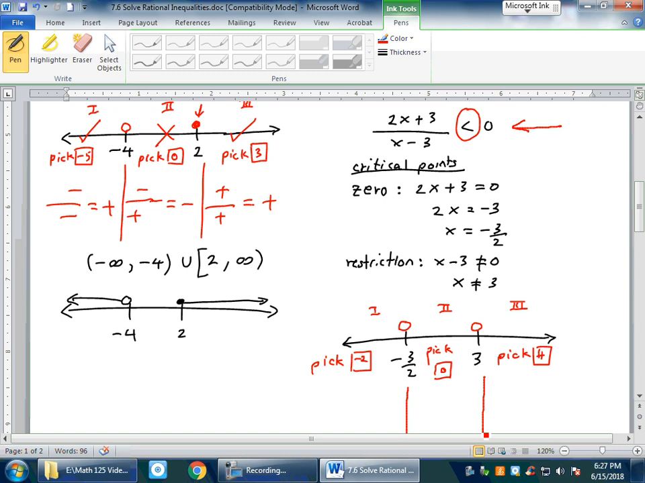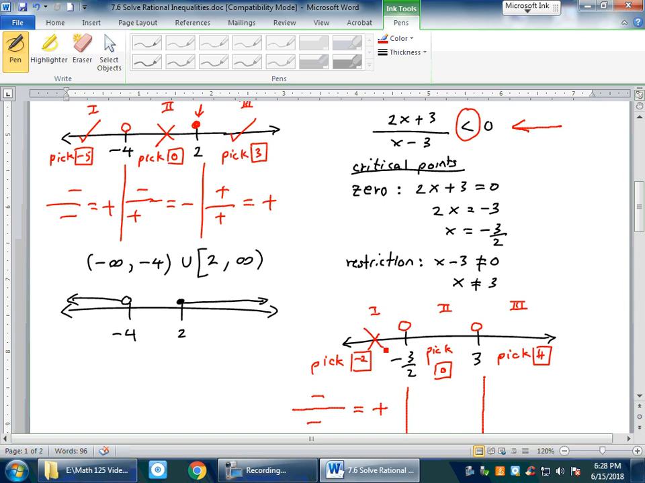So when I plug in negative 2 to the numerator, it will be negative 2 times 2, which is negative 4 plus 3, a negative number. And plugging negative 2 into the denominator, negative 2 minus 3 is also a negative number. A negative number divided by a negative number is a positive number. And we already know that a positive number cannot be less than 0, so this is not correct. So this interval 1 cannot be the solution.